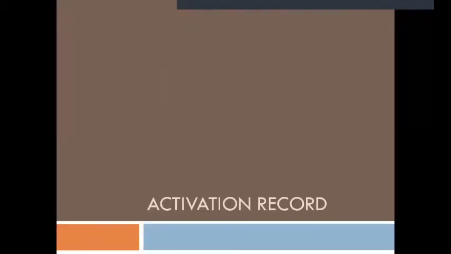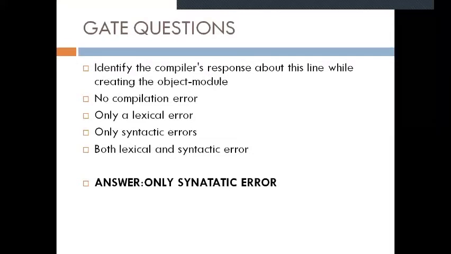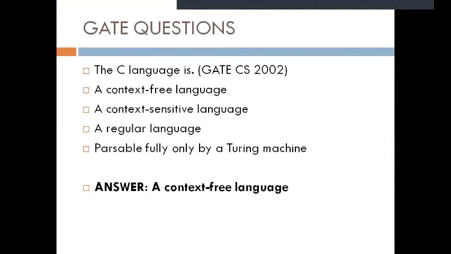Now some GATE questions on the activation record topic. The first question is: identify the compiler's response to this line while creating the object module. The options are: no compilation error, only a lexical error, only a syntactic error, both lexical and syntactic error. The answer is only a syntactic error. The next question is: the C language is a context-free language, a context-sensitive language, a regular language, or parsable fully only by a Turing machine. The answer is that it's a context-free language.